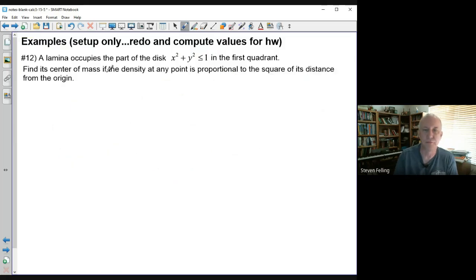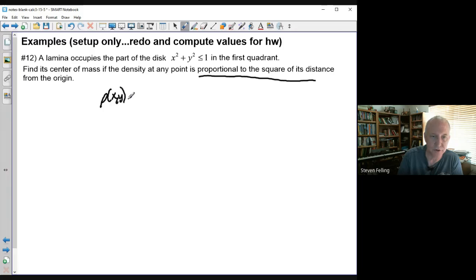Number 12. A lamina occupies a part of the same thing, first quadrant, center of mass, if the density is proportional to the square of its distance. Okay, so the only thing that changes here is that the function for the density is no longer ky. It's the distance from the origin. Well, the distance from the origin is just the radius. So we're going to redo this except with distance from the origin. So same setup as far as the integrals, right? We'll have 0 to pi over 2.